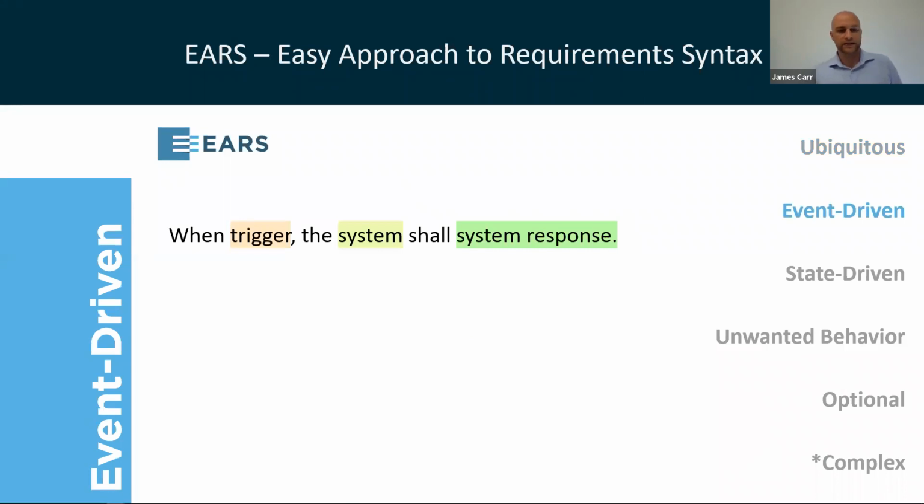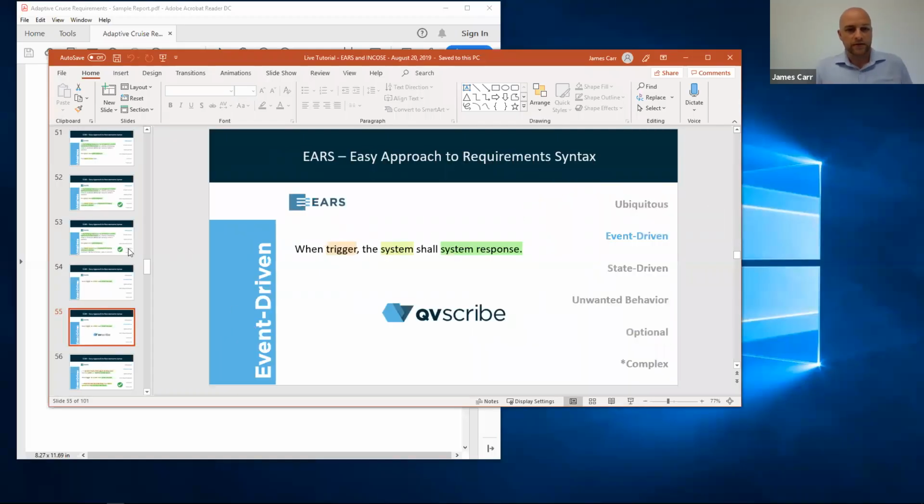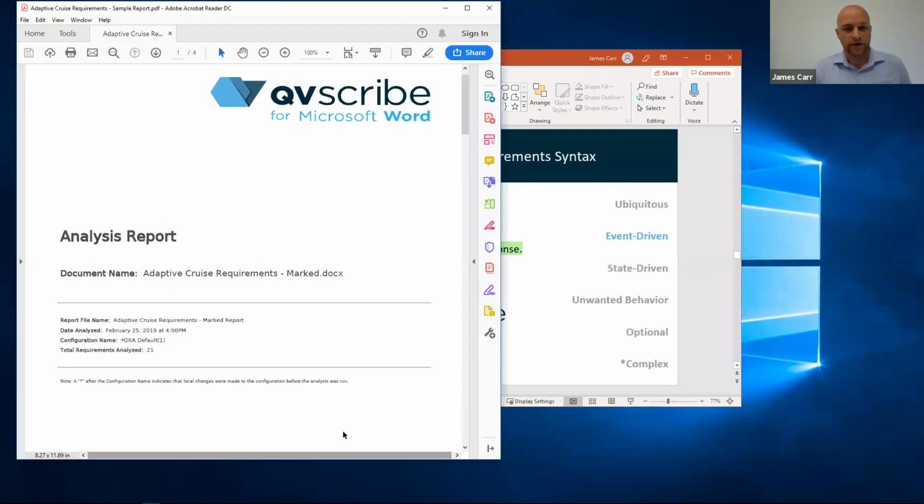So the next one is event-driven. So when there's a trigger, the system shall system response. So we're actually going to go into QV Scribe for that one. So I'll show you in the actual Word document here.